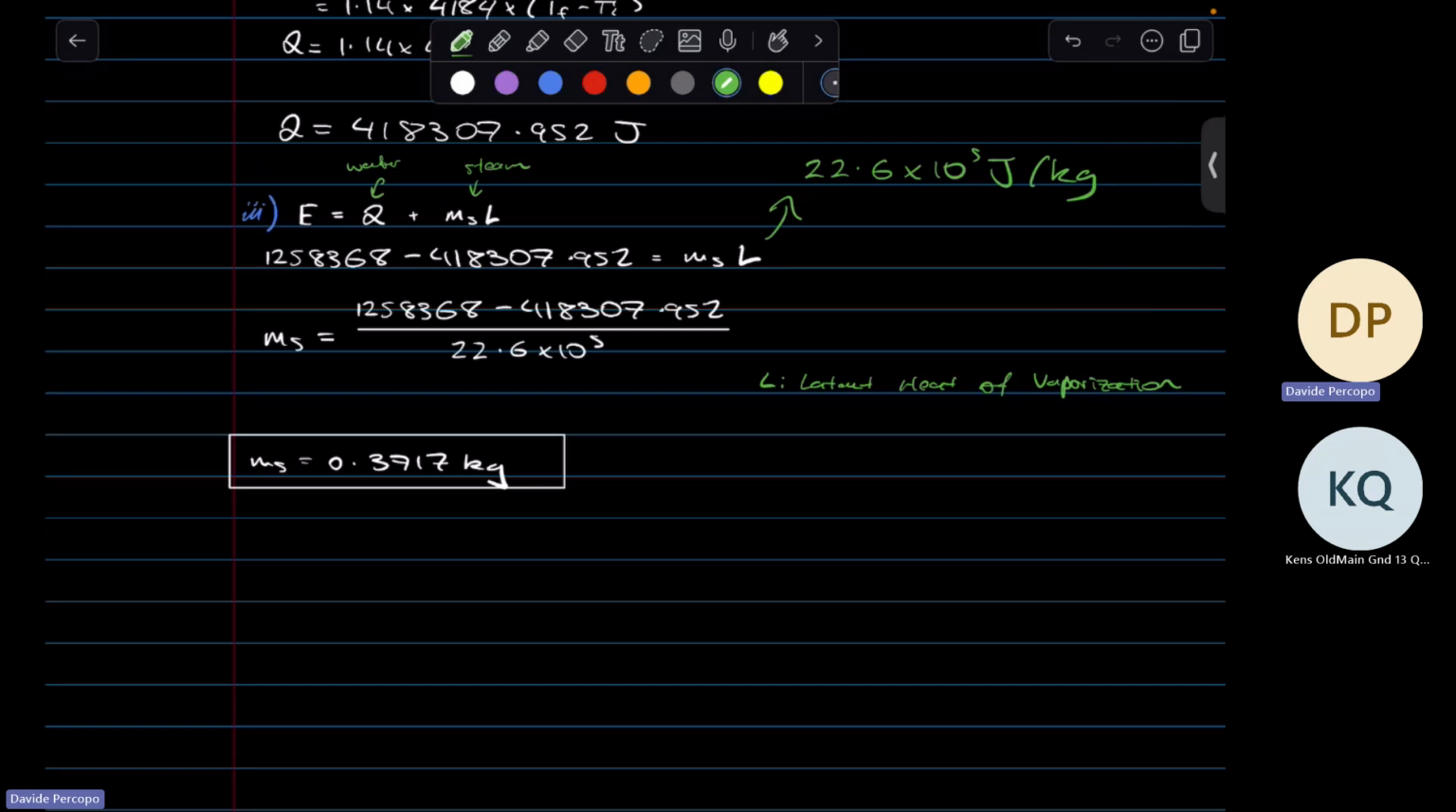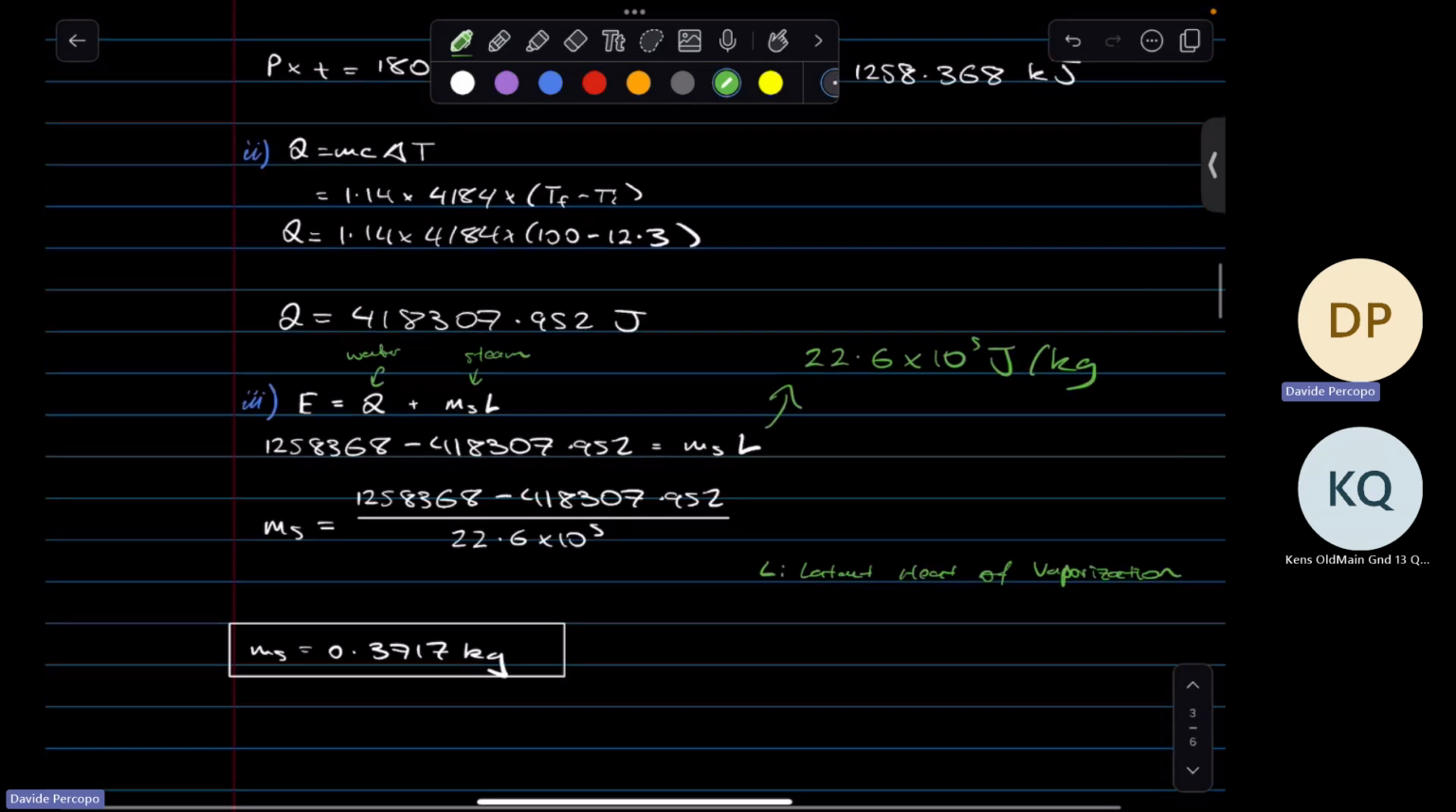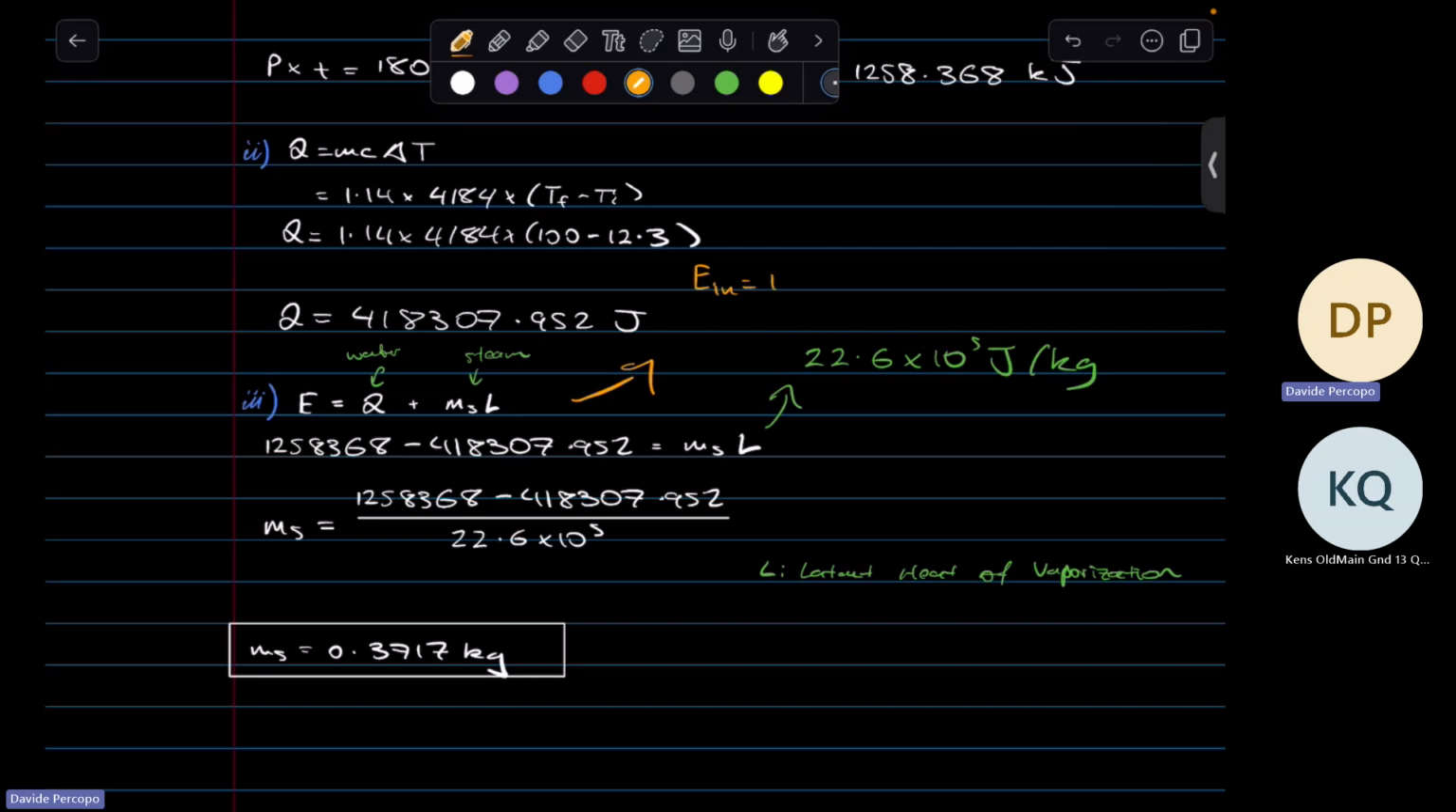I put roughly the same thing. I rounded it a bit, but it doesn't matter. Making sense? Okay. Exactly, because it's total energy. So you use conservation of energy: energy in is equal to energy out.